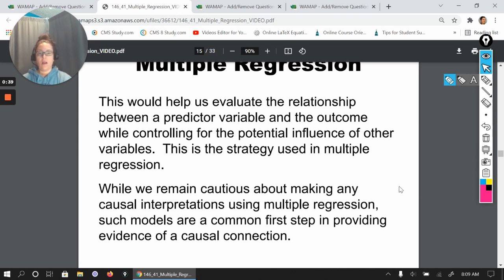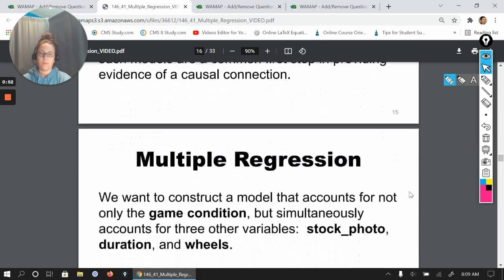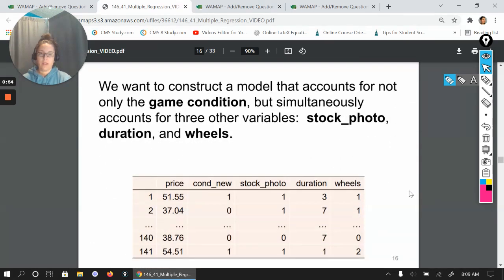While we remain cautious about making any causal interpretations using multiple regression, such models are a common first step in providing evidence of a causal connection. We want to construct a model that accounts for not only the game condition, but simultaneously accounts for three other variables: stock photo, duration, and wheels.